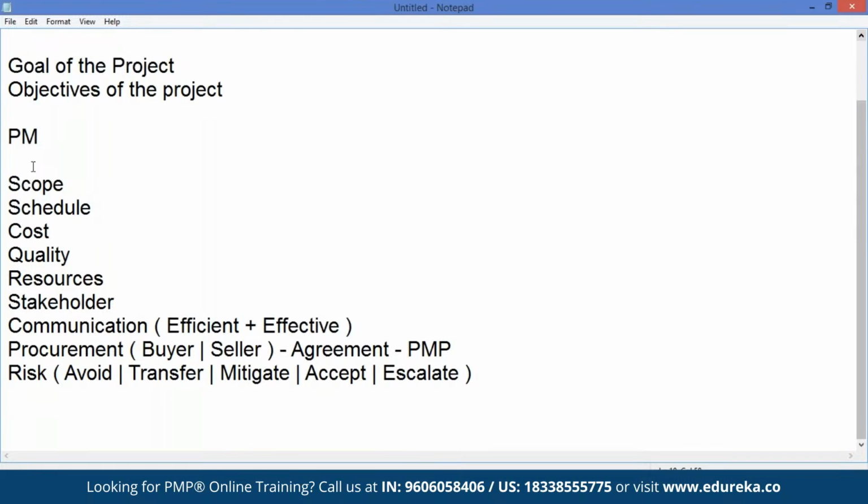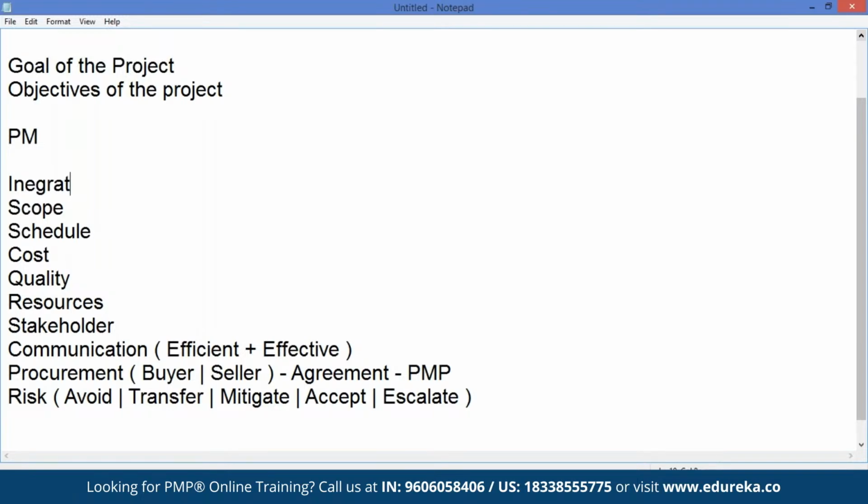Okay, then what is the next element that we are going to talk about? Integration management. Integration management is rolling up everything so that everything works together like a well-oiled machine, and we are able to understand the length and breadth of project management. Right, so these are the various attributes related to project.